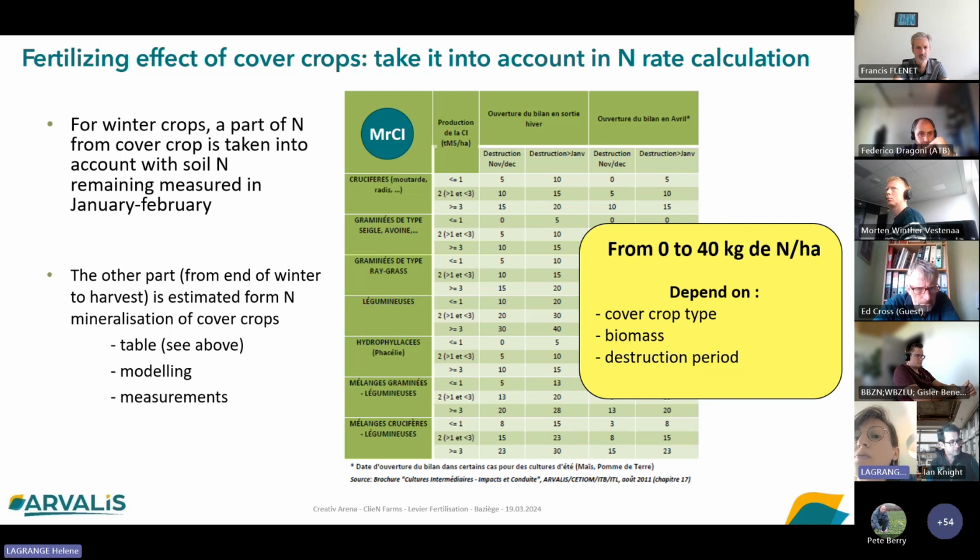And the other part is the part used by the cover crop during the growing season. And to help farmers to use this information, we can use a table, as you can see here, an example of what we use in France. We can also use modeling or measurements. And so you have in yellow here the mean amount of nitrogen brought by cover crop, from 0 to 40. 0, we consider that for non-legume cover crops, and 40 is mostly for legume cover crops. And of course, it depends on cover crop types, biomass production, and the destruction period also.